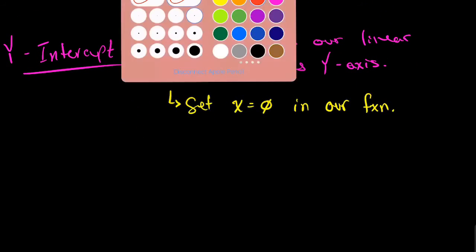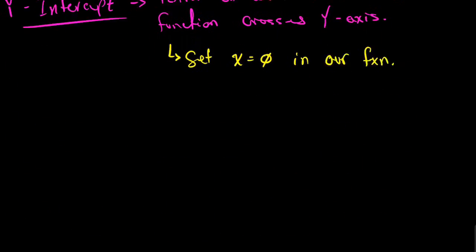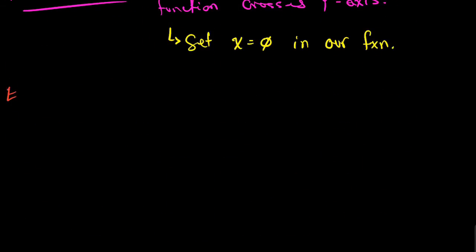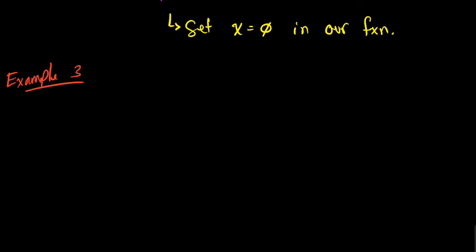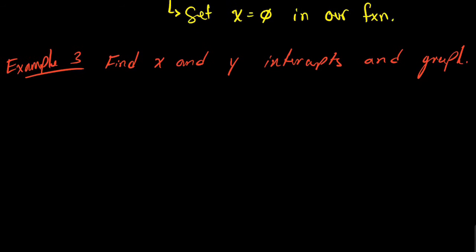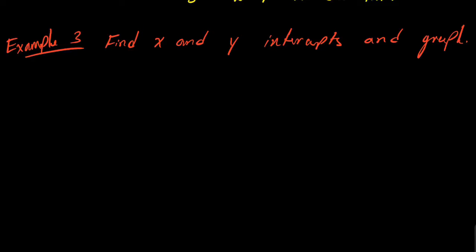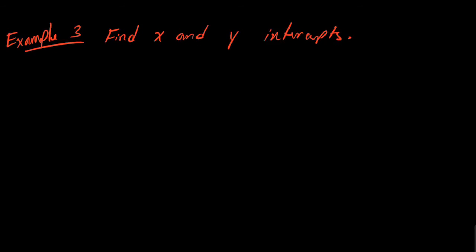Let's say, what do we have? Example 3, just to make sure I'm consistent. Okay. Let's say that we were told to find the x and y intercepts and graph. Well, actually, let's just do find the x and y intercepts right now. So let's say that we were given the function 3x minus 4y equals 12.